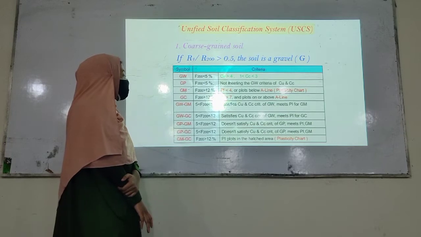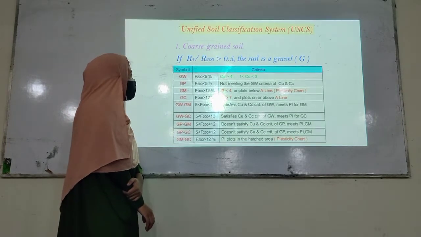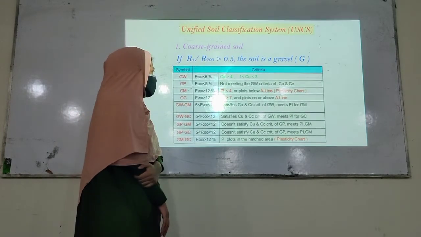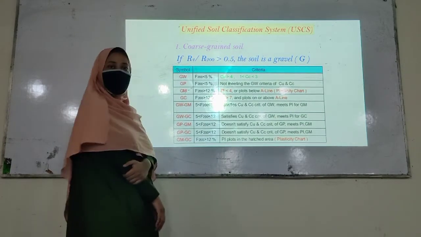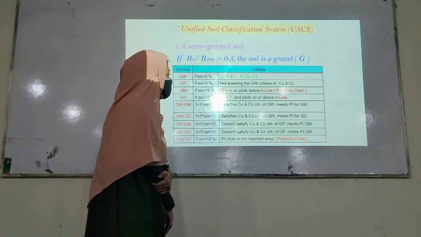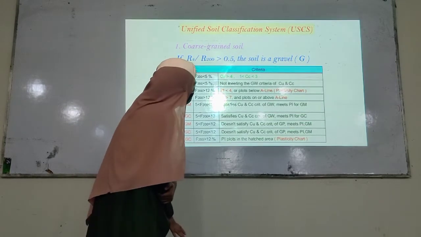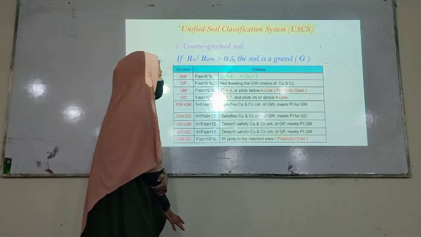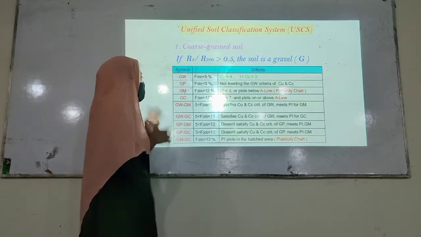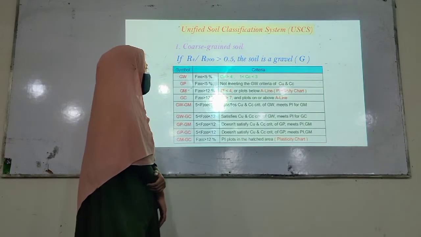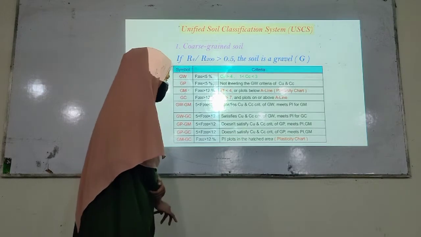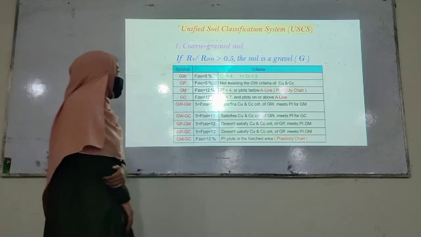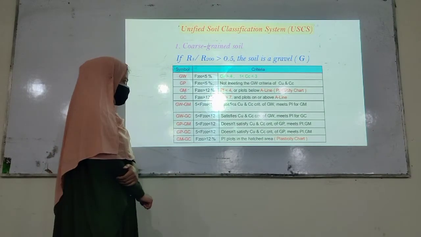First one is well graded gravel, second one is poorly graded gravel. The criteria for this is that the uniformity coefficient is greater than 4 and the coefficient of gradation ranges from 1 to 3. Similarly, for poorly graded gravel, if the gravel doesn't follow these two criteria, it will be poorly graded gravel.